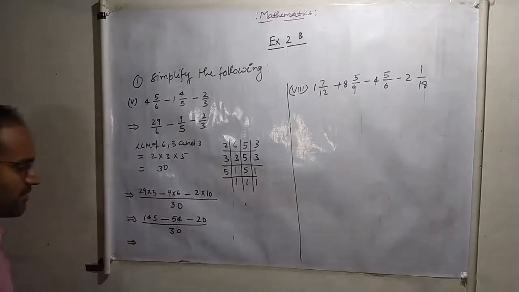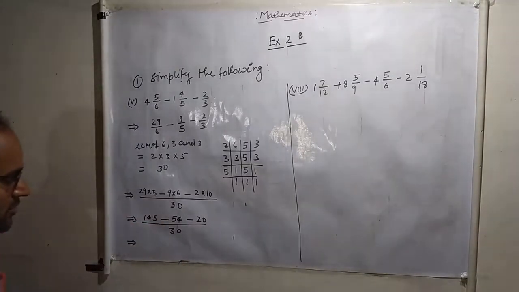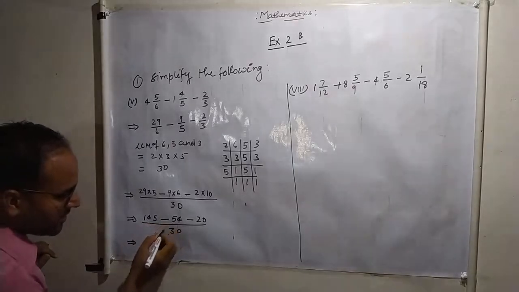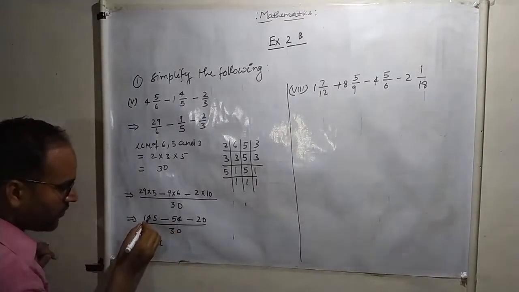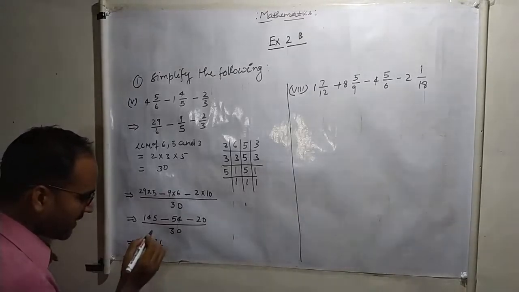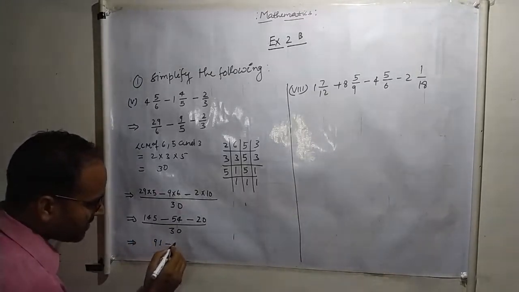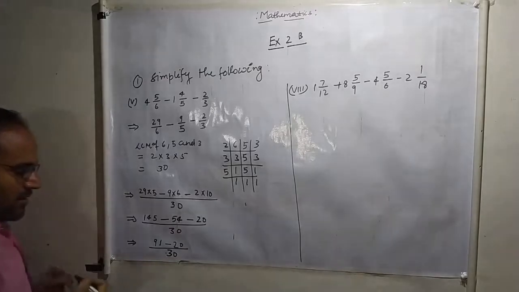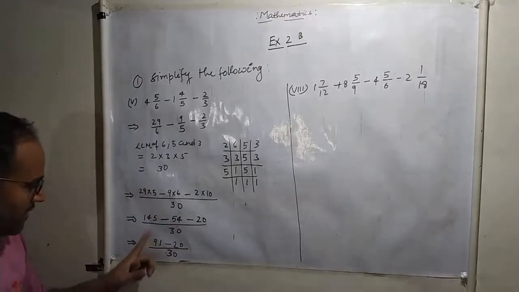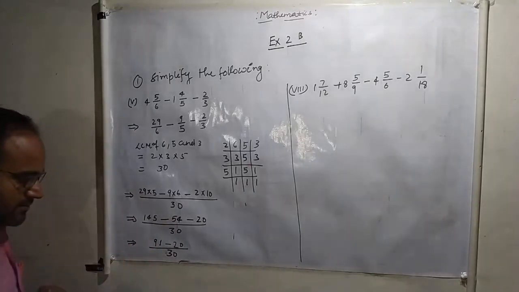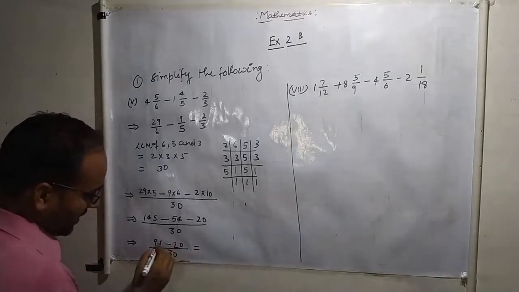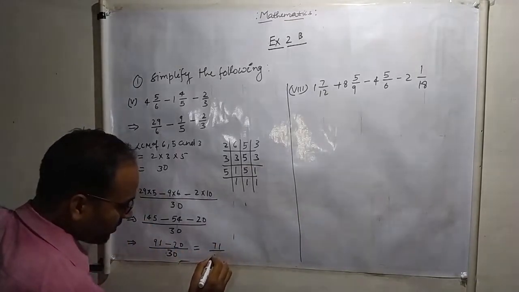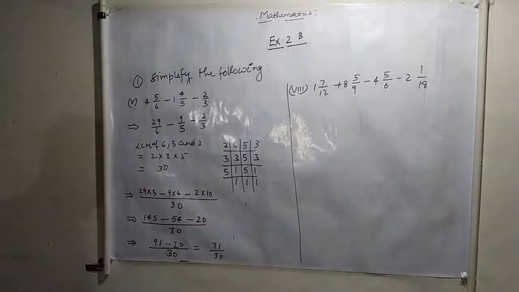So in this one, one by one I am going to subtract because addition is not there, subtraction is there. First I subtract this one and then this one. So 145 minus 54: from 5 minus 4, 1, and from 14 minus 5, 9. So 91 minus 20 upon 30, students. Then again I am going to subtract this 20 from 91. So 7 and 1, 71 upon 30, and I think it is not going to be cancelled out by any same numbers.